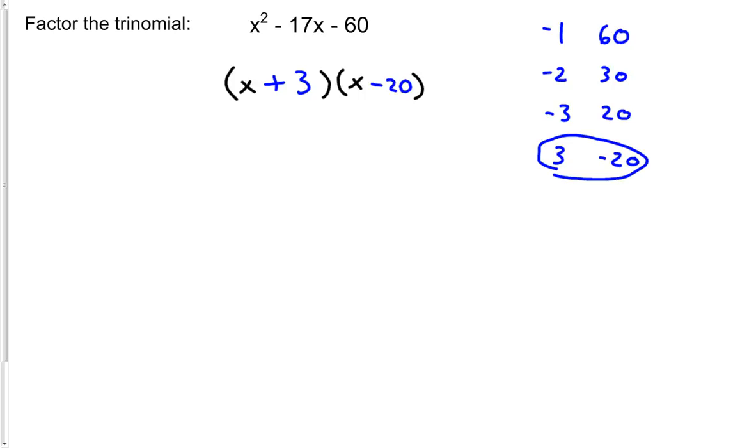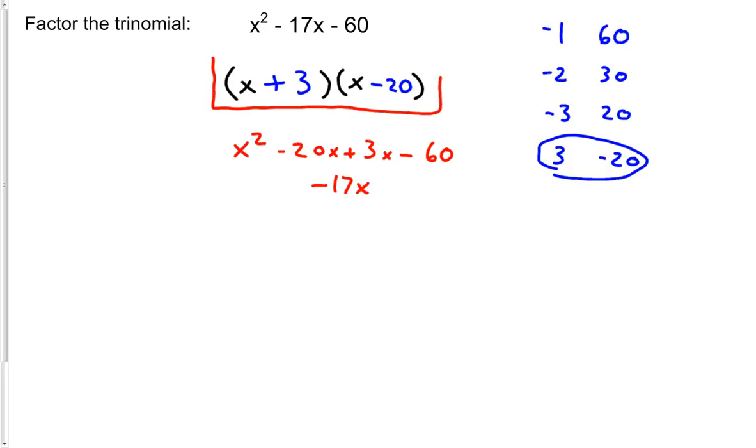One of the things that you might want to do if you're not sure if you did it right is to check it by foiling. So x times x is going to give you x squared. It's a good start. We have x times negative 20, so it's negative 20x. We have 3 times x, positive 3x. And we have 3 times a negative 20, which is going to give us negative 60 at the end. If we combine our like terms, our middle is going to go to negative 17x. We still have the x squared and the negative 60, and this matches exactly what we started with. So these are our factors, and we have just proven that they work.